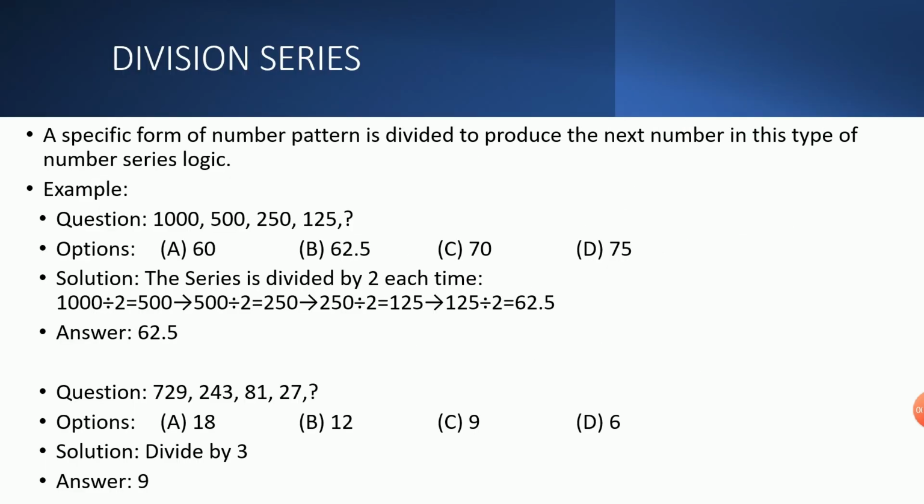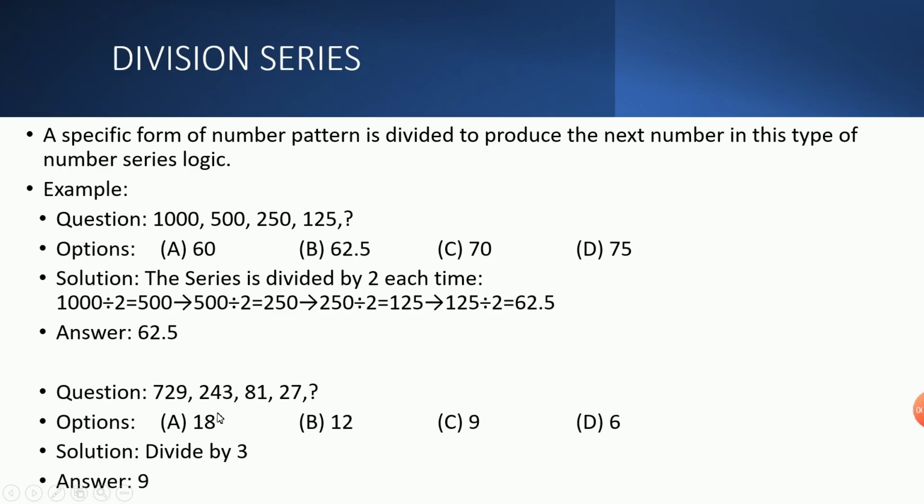Next is division. As the name suggests, the answer is obtained by dividing. So 1000 divided by 2 is 500, 500 divided by 2 is 250, and 250 divided by 2 is 125. If it is divided again, we get the answer, option B, 62.5.